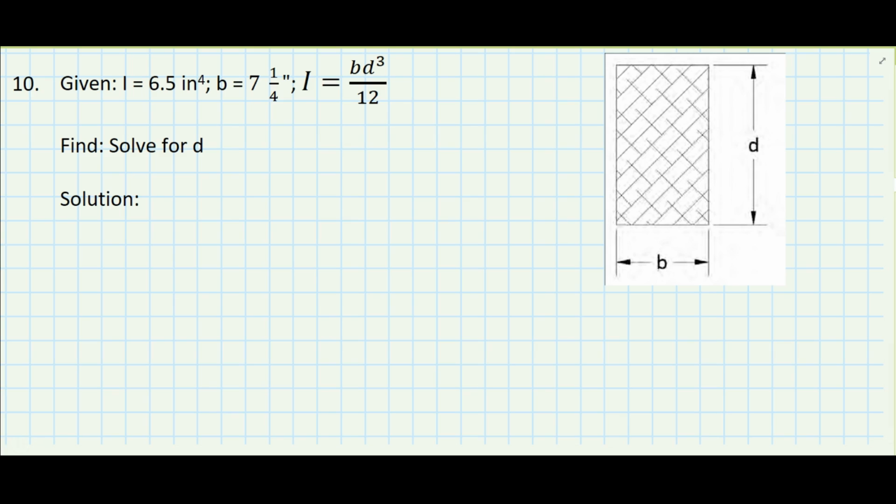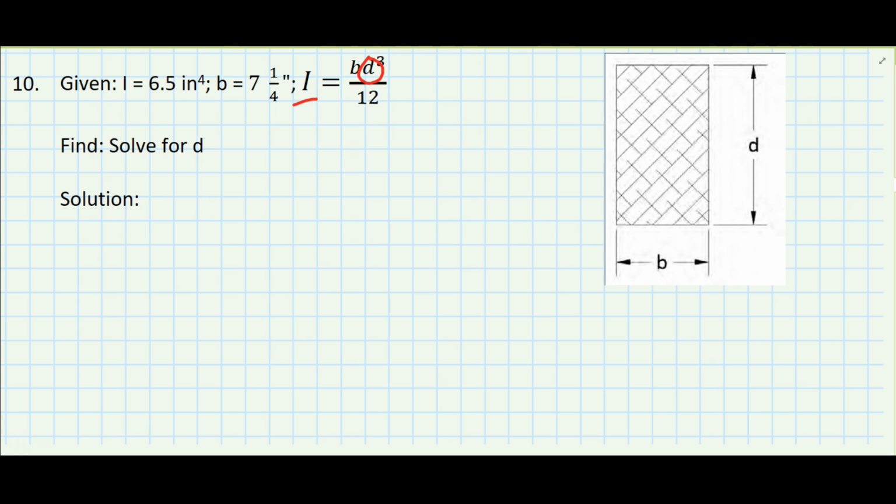Here in this problem, problem number 10 for our applied algebra problems, we have an equation for I, the moment of inertia, but we're trying to solve for D, which is the height of the cross section. This is very common if we know we need a particular moment of inertia to resist a certain load in a structural system of a building.